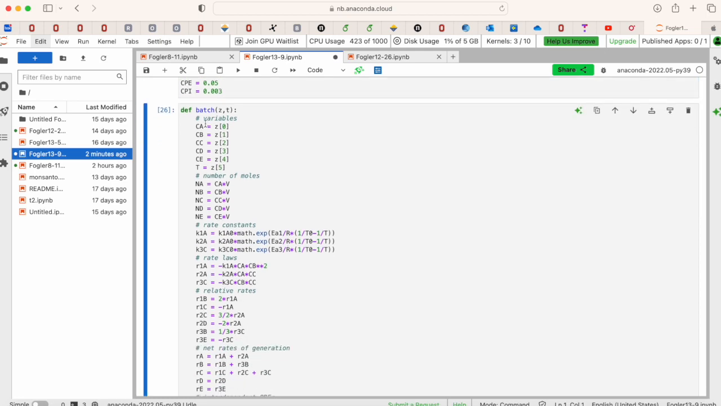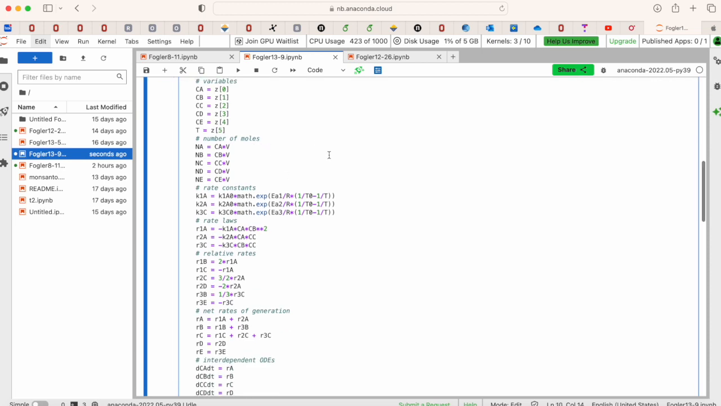Here I've defined the function that is going to solve this batch reactor. I've called it batch. Again, we can call it whatever we want, and I've said it's going to be in terms of z and t, and again, we can make those whatever we want. This is just kind of what I use. Here we're going to have six dependent variables, the concentrations of our different species A, B, C, D, and E, but then also we're going to have the temperature because this is a non-isothermal batch reactor. I end up needing expressions for the number of moles, so I'm going to define those.